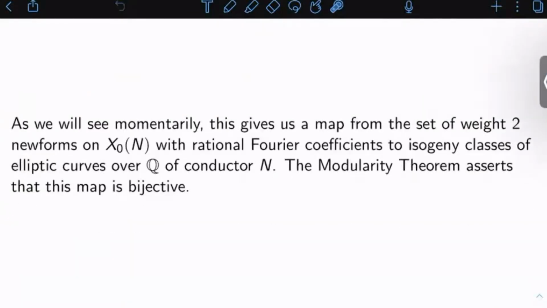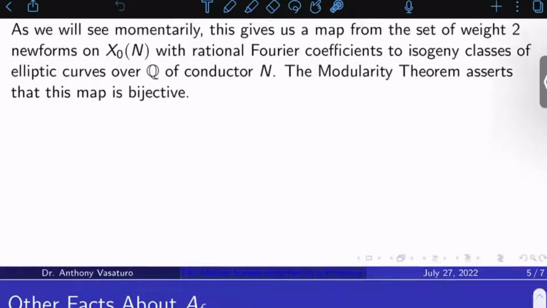Let's give a quick connection to modularity. We'll see momentarily, and by momentarily I mean in a future video, that this proposition gives us a map from the set of weight 2 newforms on X_0(N) with rational coefficients to isogeny classes of elliptic curves over Q with conductor N. And what the modularity theorem asserts is that this map is a bijection. Okay, so this should all sound familiar to you if you've been keeping up on all the videos.